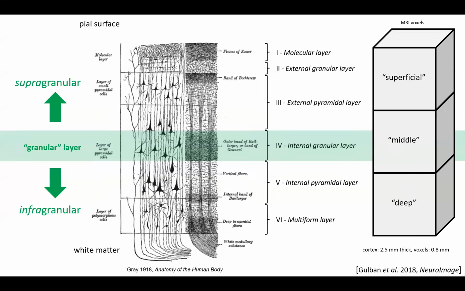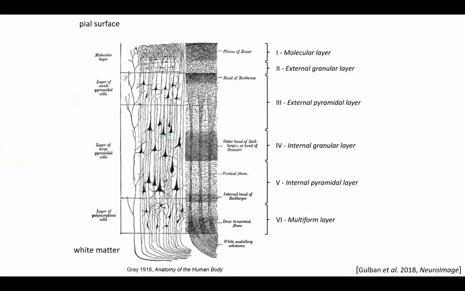You can see that generally we can only resolve maybe 3 kind of layer groups with MRI. We typically call these superficial layers, middle layers, and deep layers. And you'll see this terminology used a lot across both laminar fMRI and laminar MRI. Again, we typically divide these into roughly superficial layers, which correspond to the supragranular, the middle layers, which correspond coarsely to the granular layer, and the deep layers, which correspond to the infragranular.